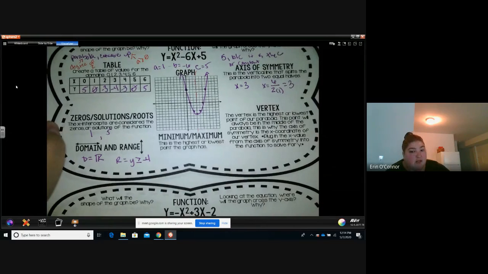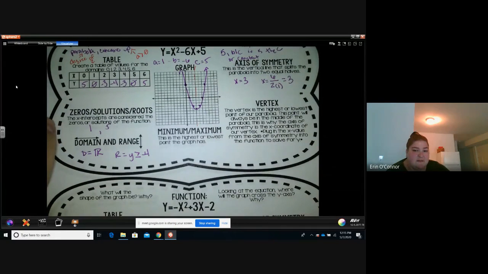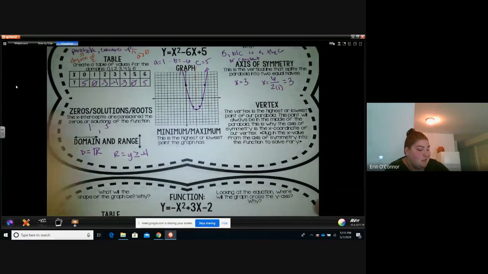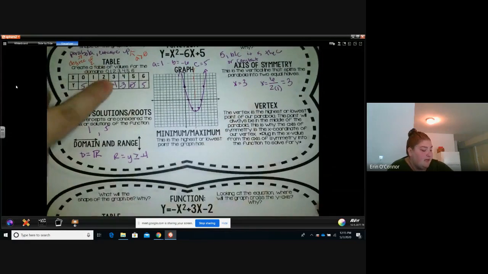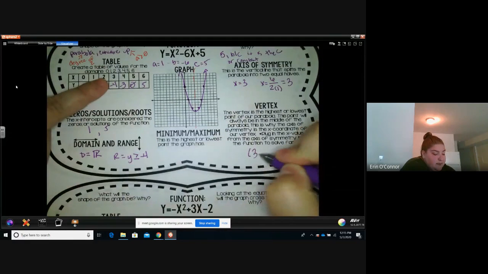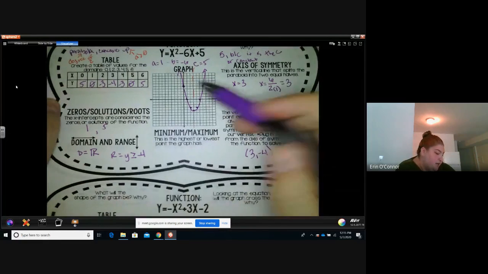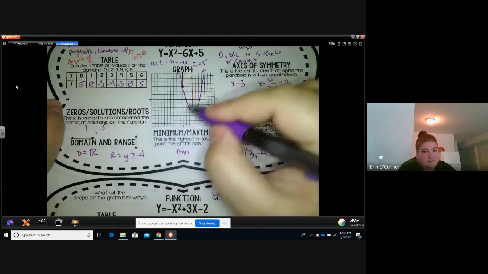And the vertex is the highest or lowest point of your parabola. This point will always be in the middle of the parabola. This is why the axis of symmetry is the x-coordinate of our vertex. Plug in the x value from the axis of symmetry in the function to solve for y. Or you can just go over to here, because we have x of 3, and it's -4. Now, does this have a minimum or a maximum value? This has a minimum because a is greater than 0.